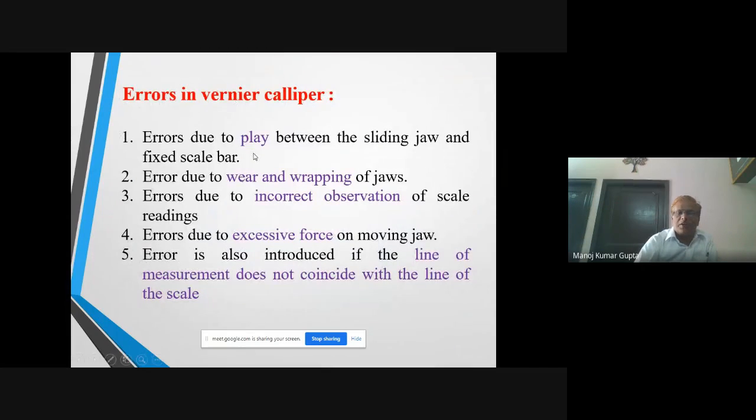These are the various errors which are encountered in vernier calipers. If there is play between the sliding jaw and the fixed scale bar, then there will be error. If the jaws are worn out, then there may be error. If we take incorrect observations, parallax error is there. We should not use excessive force on the movable jaw. And the line of measurement may not coincide with the line of scale. These are the five errors in vernier calipers.